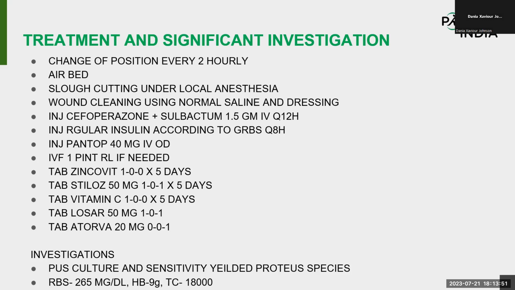Regular insulin according to GRBS. Ringer lactate if he was feeling tired. Tab Zincovit, Stilosol, tab vitamin C, losartan, and atorvastatin were given. Investigations: pus culture and sensitivity yielded Proteus species. Random blood sugar was 265 mg per dl. Hemoglobin was 9 and total count was 18,000.